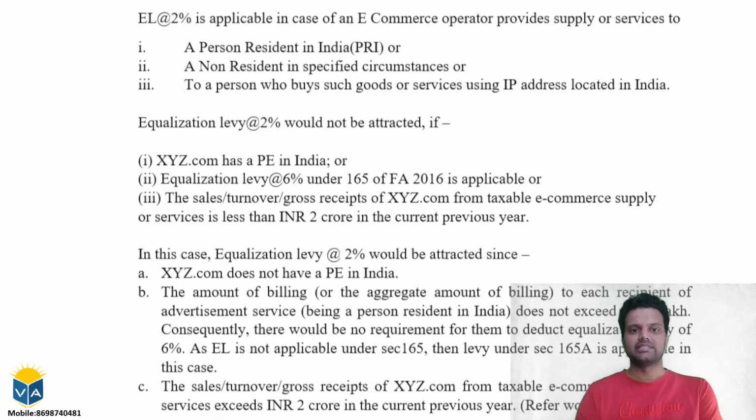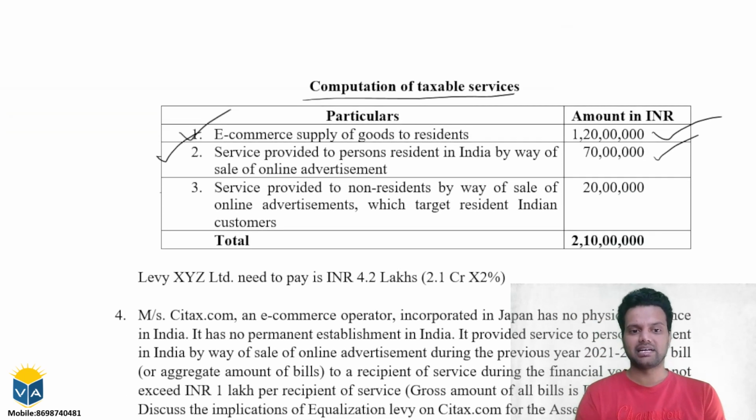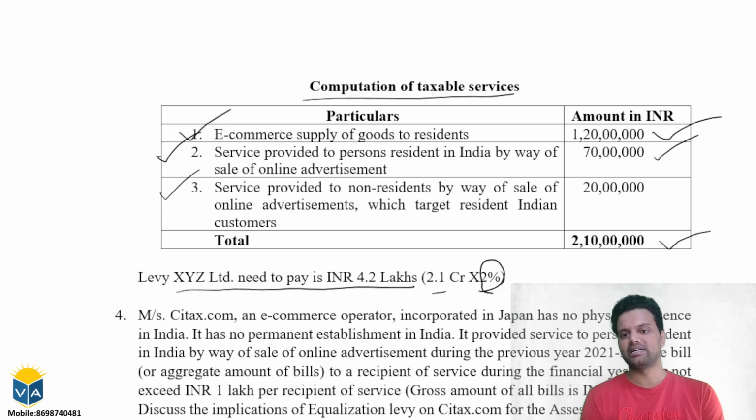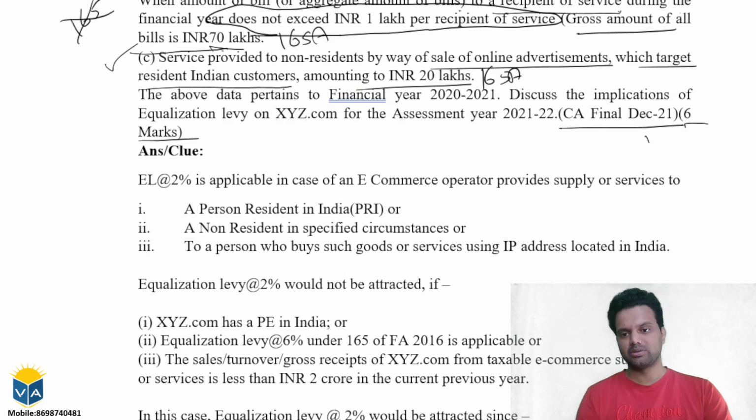Then third one, non-resident in specified circumstances. Non-resident in specified circumstances, the total amount is 20 lakhs. So they have earned revenue by sale of advertisement which is targeting the Indian customers. Now we have to take that one also, because that is a covered case under section 165A. Total amount is 2 crore 10 lakhs, which is crossing the 2 crores. Now equalization levy at the rate of 2% is applicable. Levy XYZ Limited needs to pay is 4.2 lakh, which is 2.1 crores into 2% under section 165A. This is the question asked in the examination, CA Final December 2021.